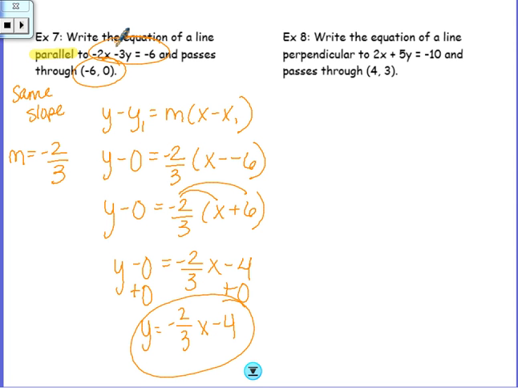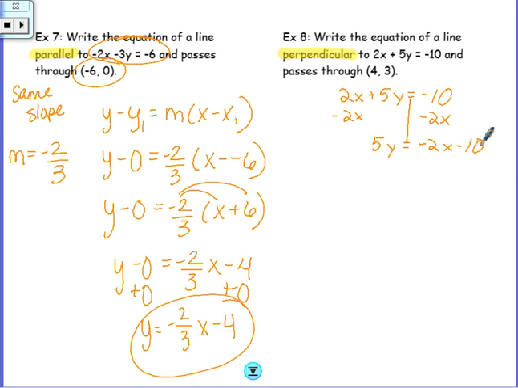Okay. So if we look over here at example 8, it's asking for a perpendicular line. It gives us the equation, but we need to rearrange it. So if I've got 2x plus 5y equals negative 10, first step is to move the x. So I'm going to subtract 2x. I'm left with 5y equals, I cannot put negative 10 and negative 2x together because they are not like terms. So I'm going to just write them out in a list.